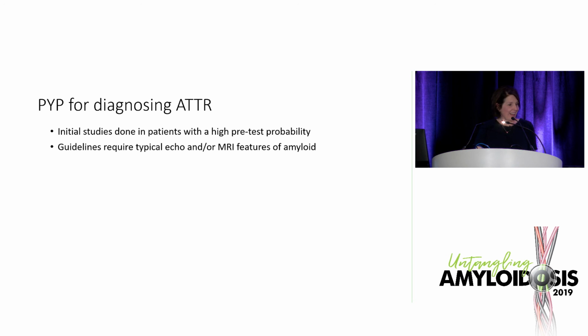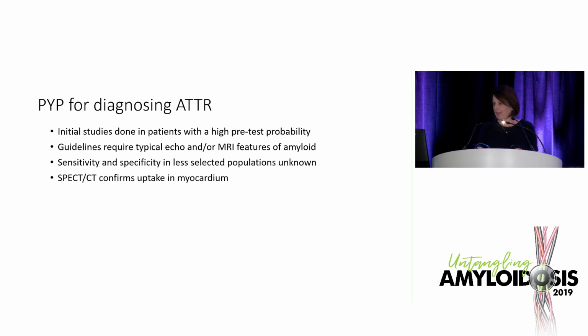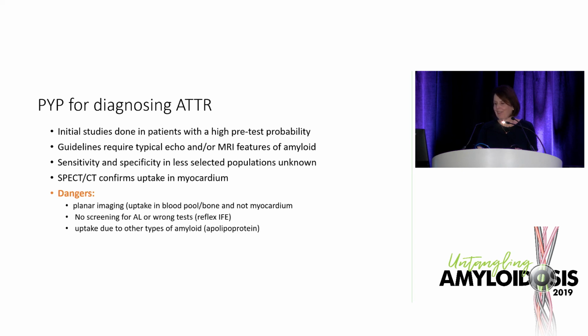So PYP really is a great test. I don't want you to think it's not, but know that it was done in patients with a high pretest probability of having amyloid, and that's what led to our consensus document. Patients are really supposed to have typical echo and/or MRI features of amyloid and heart failure in order to use PYP, and the absence of a monoclonal protein. So make sure that your center is doing SPECT CT. Be careful of the planar imaging. I think we should really make that no longer acceptable. And make sure that your cardiologists know how to screen for AL amyloid.